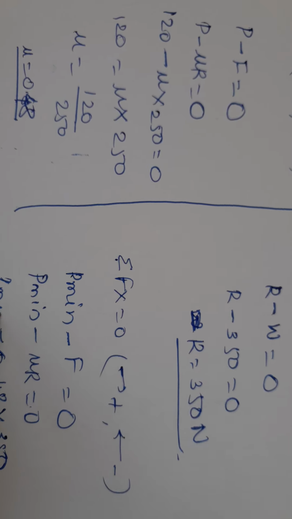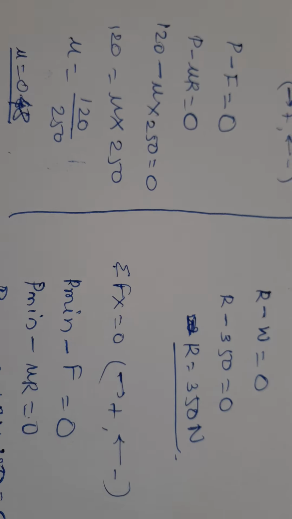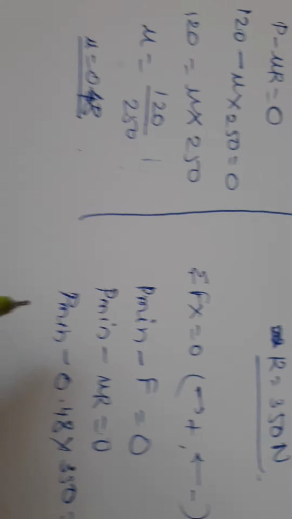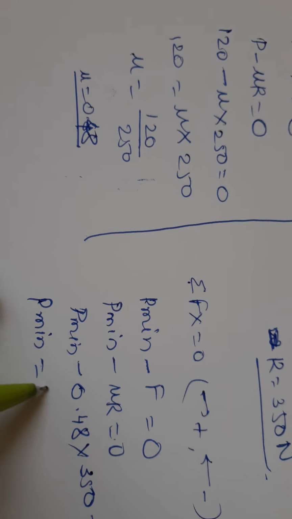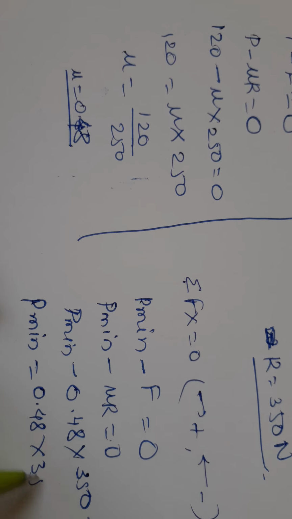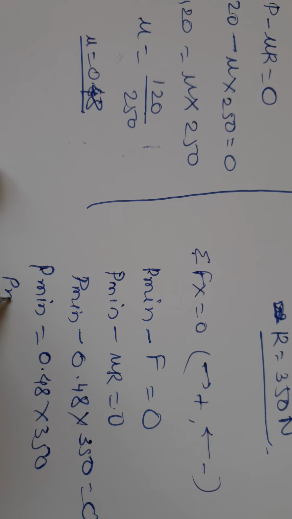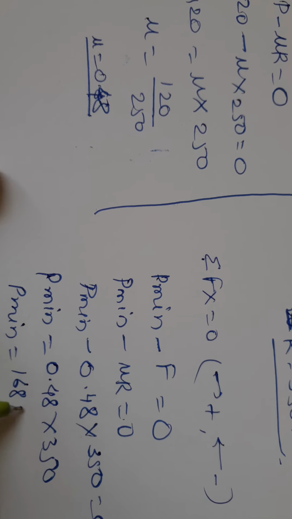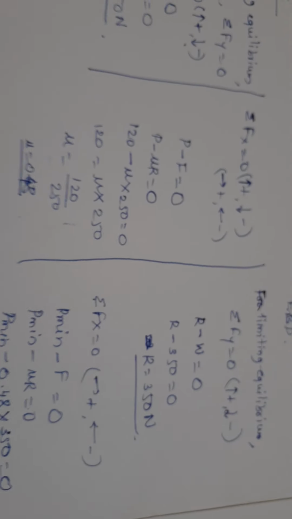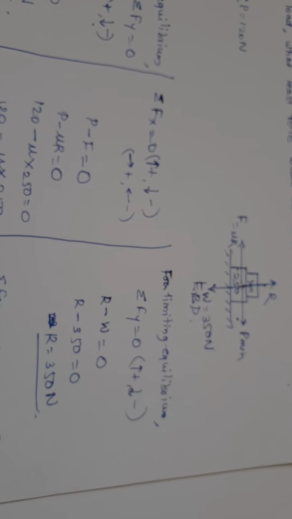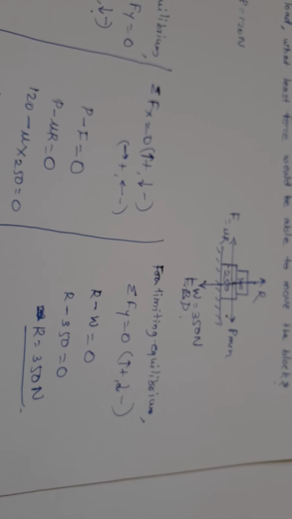P minimum minus 0.48 into 350 equal to 0. So P minimum will be 0.48 into 350. So we will get this as 168. So P minimum will be 168 Newton. So in this way we can find the total force acting on the combined block when it is to be moved in forward direction.